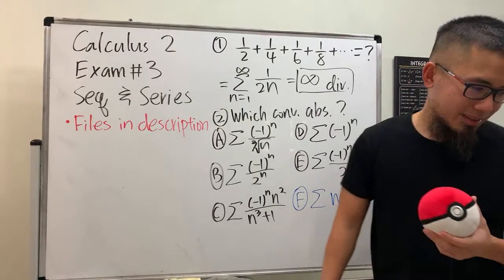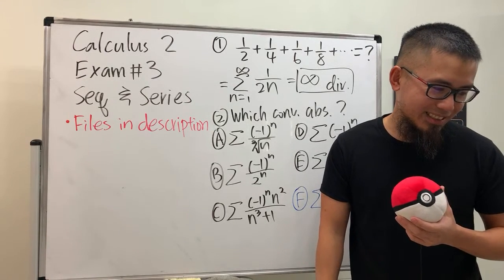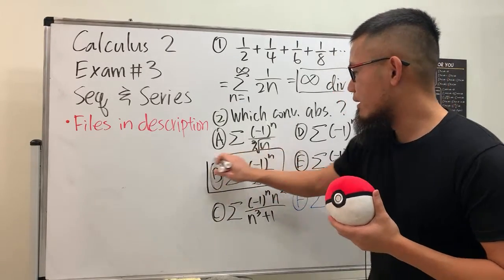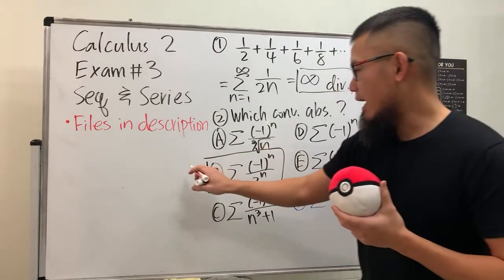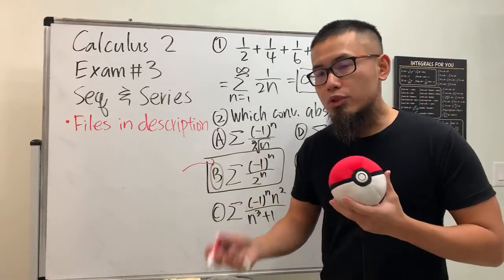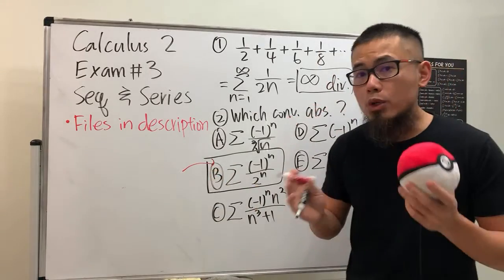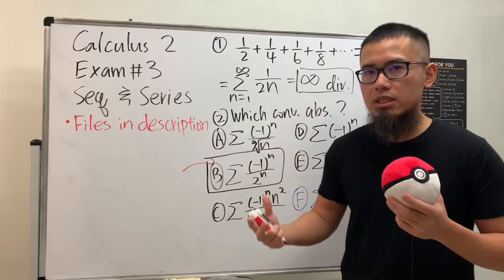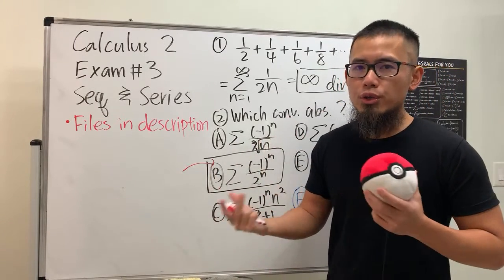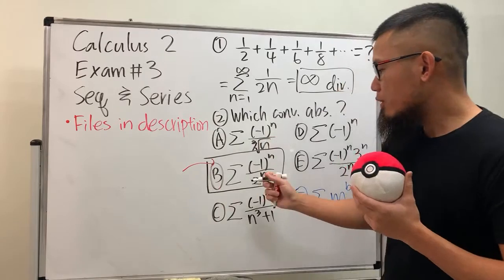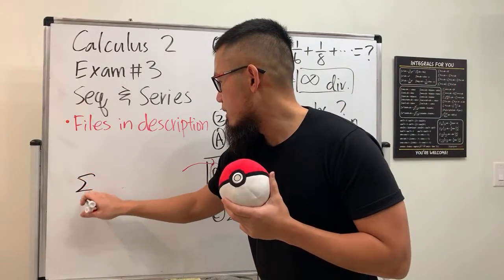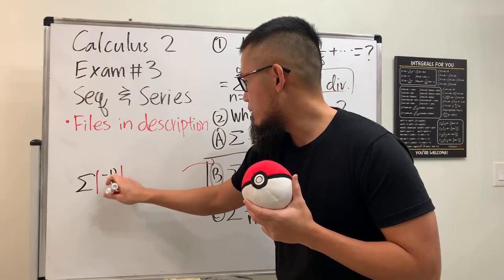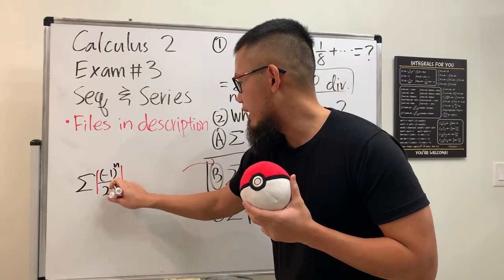All right, so a lot of you guys said it's B. This right here is the one. Let me just explain how real quick. Remember, when you want to check absolute convergence, you apply the absolute value around the a_n part, and you want to see if after the absolute value you still get a convergent series or not. So applying the absolute value to this series, we get -1 to the n over 2 to the n.